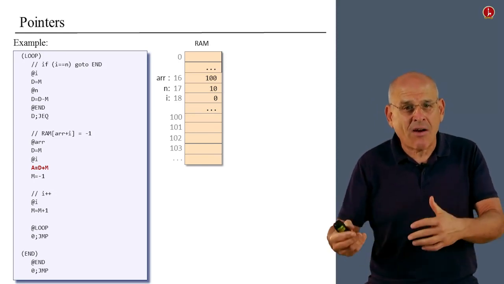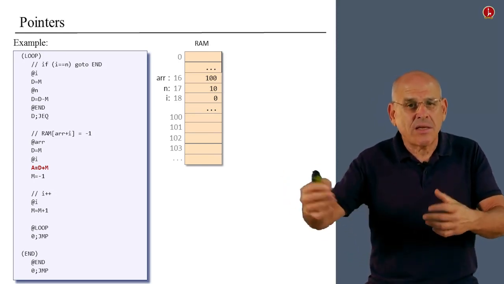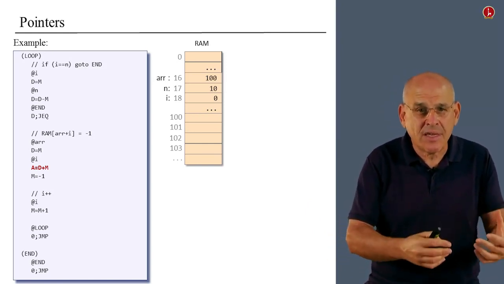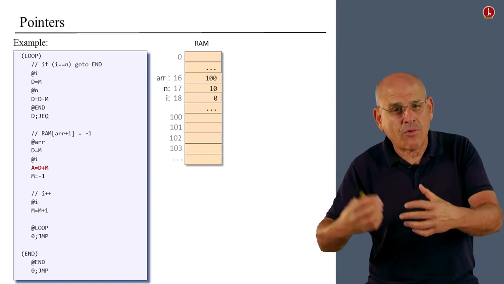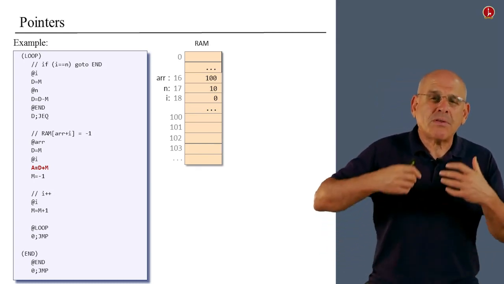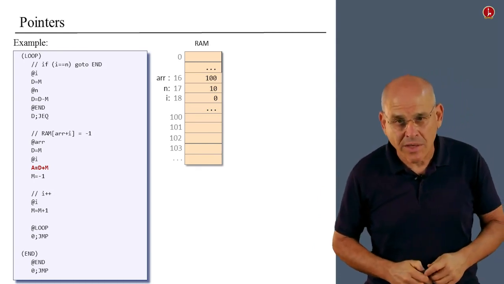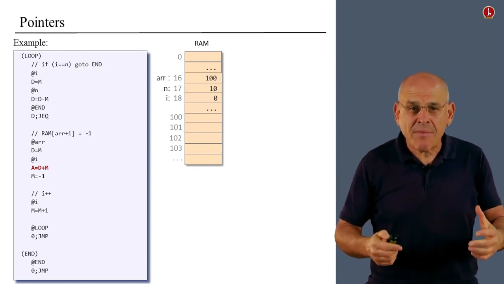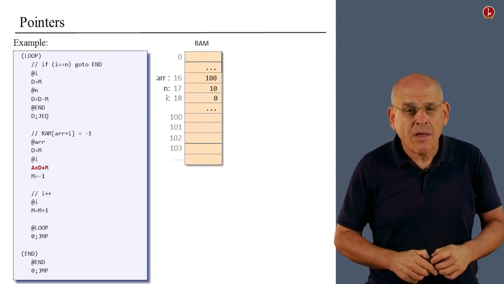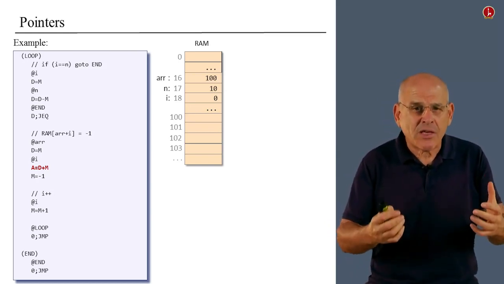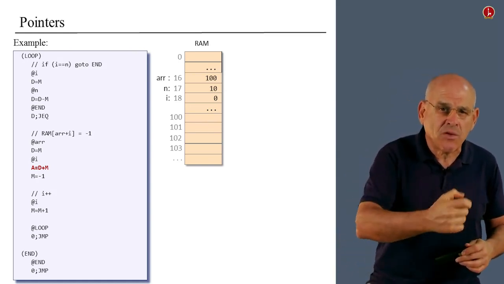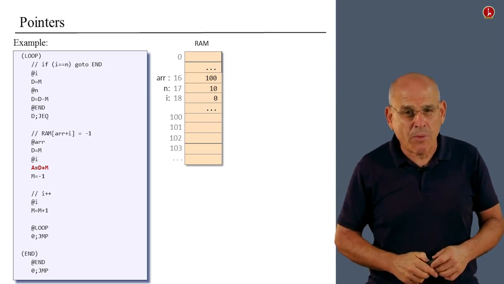We say @ARR, we address the variable called ARR. We put the value of this variable in D. Then we say @I, we address the variable I. We add up D plus M, and we put the result in the A register. Now, this should be new to you, because it's the first time that we actually use this capability of the language to assign something directly to A using an arithmetic operation.